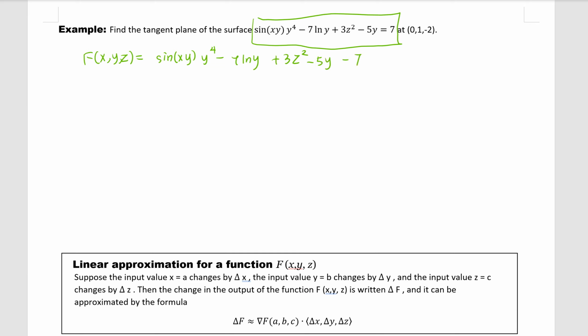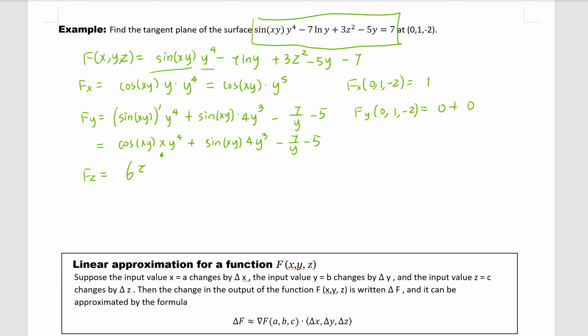And then Fy evaluated at (0, 1, -2) is cosine. Oh, because of this x, when we multiply by 0, it is gone. Sine of 0 is gone. Y is 1, so -7 minus 5, -12, right?